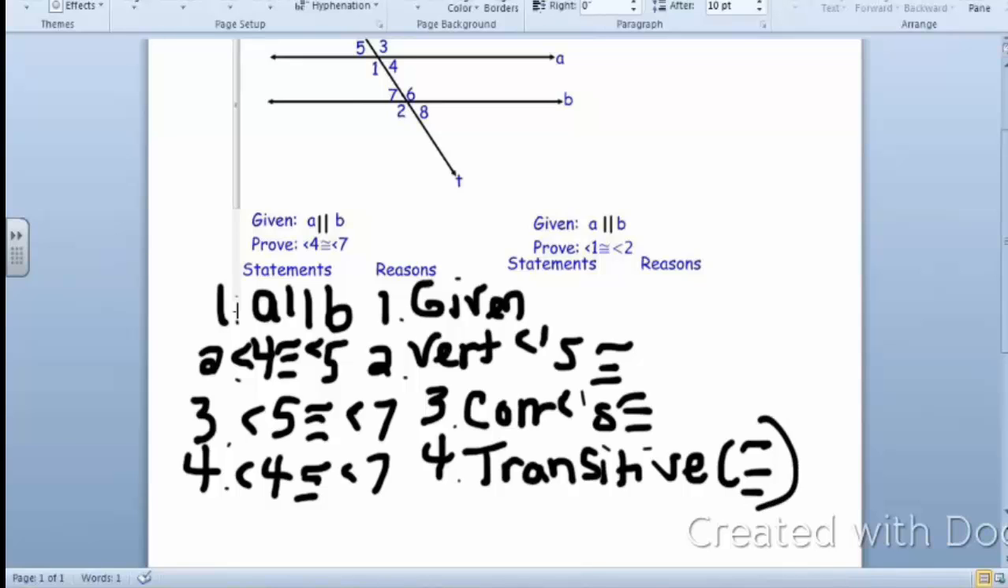So let's take a look at the other example on this page. We're going to prove angle 1 is congruent to angle 2, so we're going to prove corresponding angles congruent.